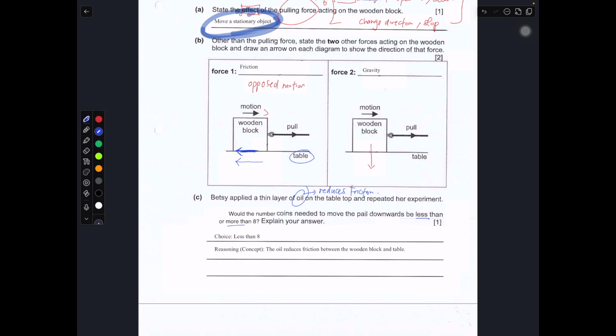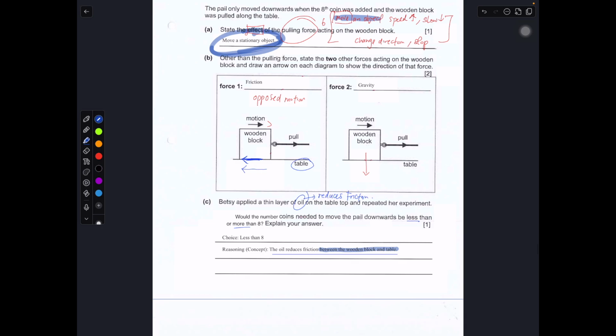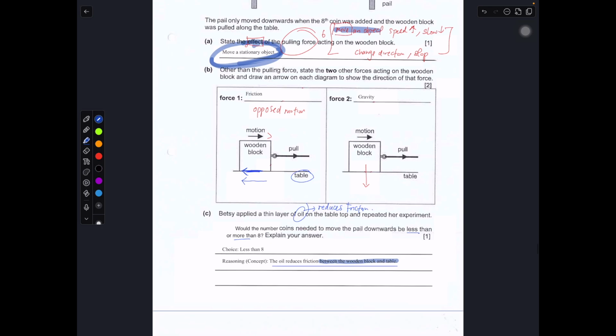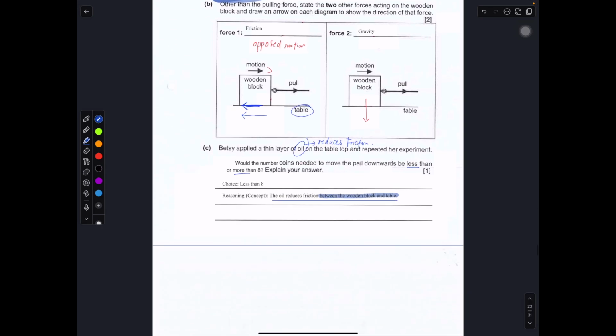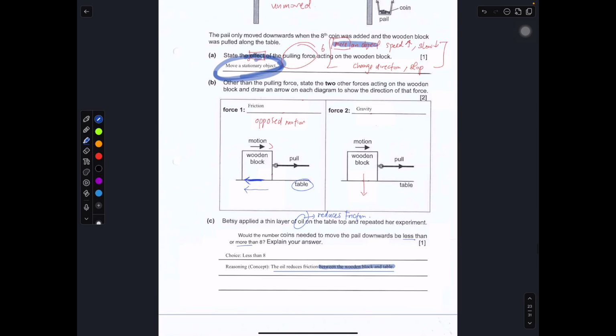So the main reasoning is that the oil reduces friction between the wooden block and the table. This must be stated. So it becomes easier to pull them. You actually need fewer coins to be able to pull them. So maybe last time you needed 8, now you need maybe 5 or 6 to be able to pull the same block of mass down the table. So we have more or less come to the end of this paper. Please review it and take a look at your mistakes.